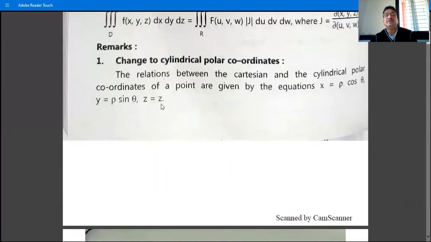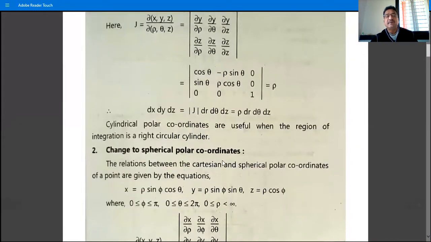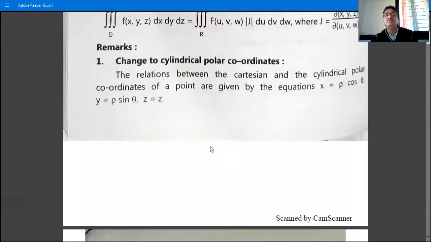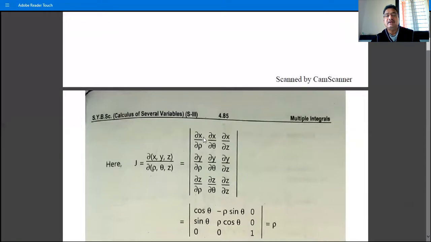Then there are two types: first is the change to cylindrical polar coordinates, and the second is the change to spherical polar coordinates. What are the cylindrical polar coordinates? x is equal to rho cos theta, y is equal to rho sin theta, z is equal to z. Or x is equal to r cos theta, y is r sin theta, and z is equal to z. Here rho or r is the notation. These are called cylindrical polar coordinates. If we take these, then the Jacobian is partial x, y, z by partial rho, theta, z, or r, theta, z.